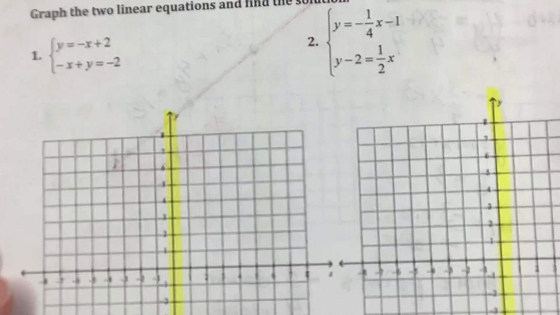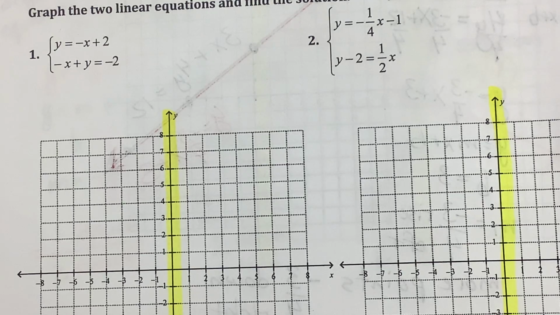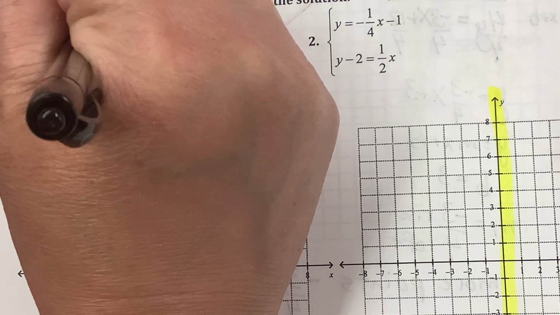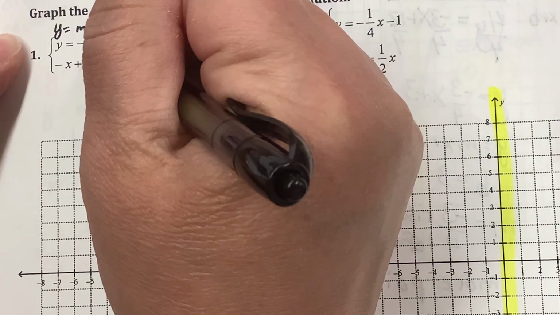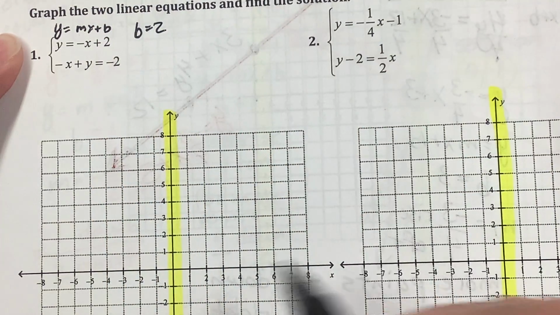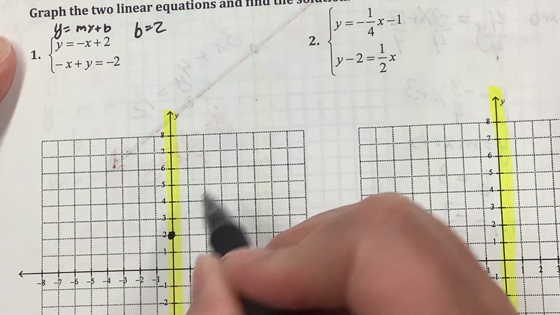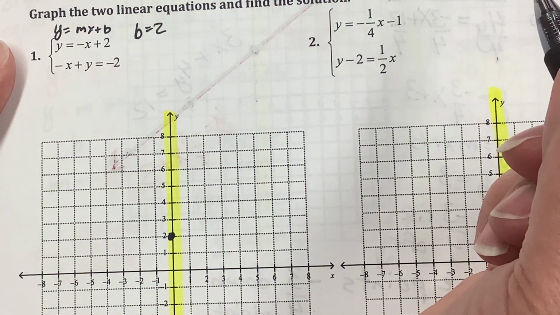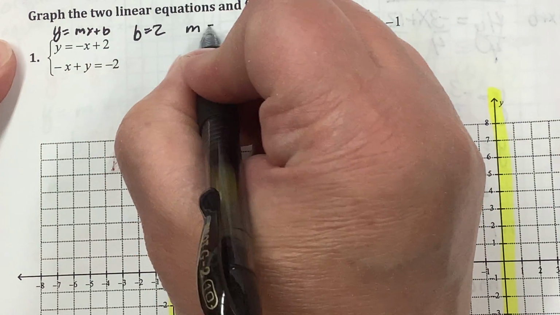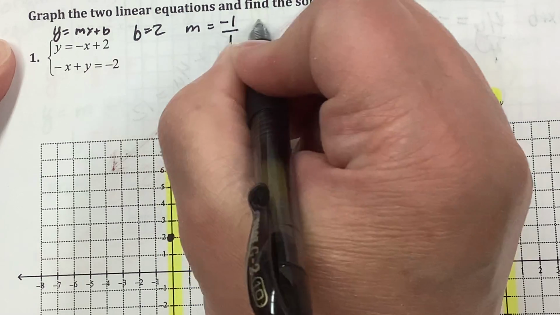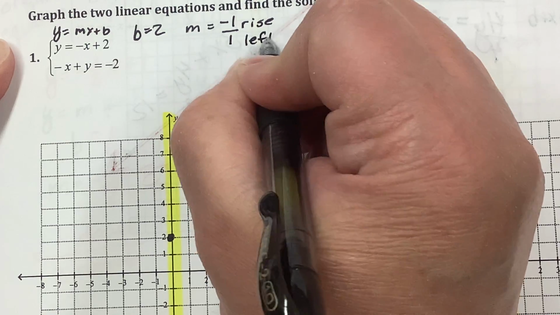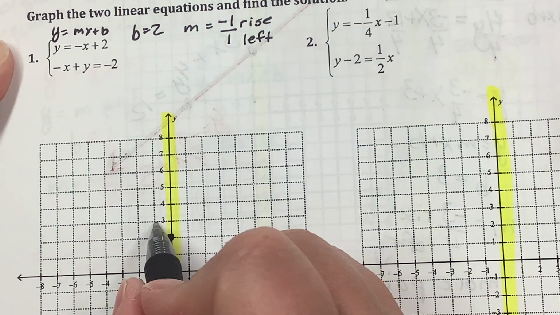Now, remember, you want the problems in y equals mx plus b form, and this first problem is in y equals mx plus b form. The b here is 2. So you're going to begin at 2, and I already made mine yellow, so here's the 2. And my slope, oh, there's no slope. Yes, there is. There's really a -1 there. So my m is -1, and I'm going to put it over 1, because I rise 1, and I'm going to go left 1. So rise 1, left 1, all the way across.